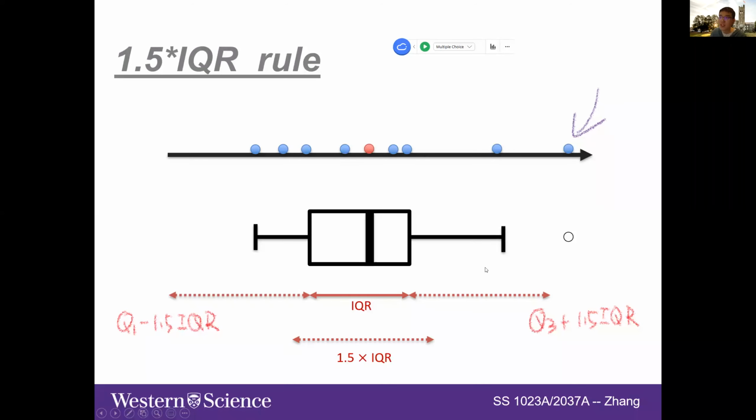So as you can see, this 1.5 IQR rule is only determined by the length of the body of the box. Is it determined by the range? No, it has nothing to do with the range. It depends entirely on the information from this body. That's why this body is very important. Okay, I guess you have some sense of how this 1.5 IQR rule works.